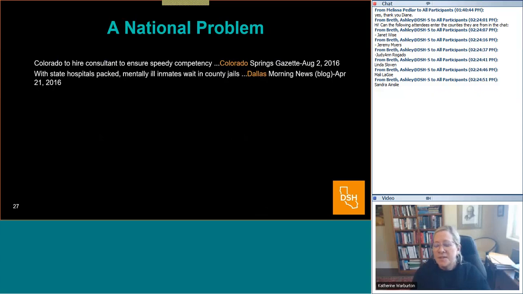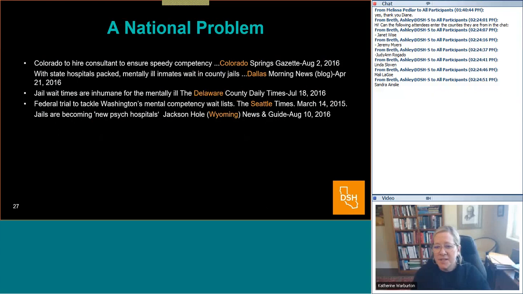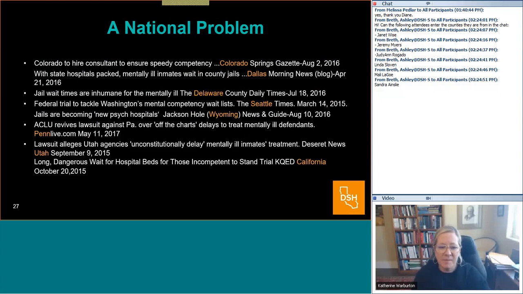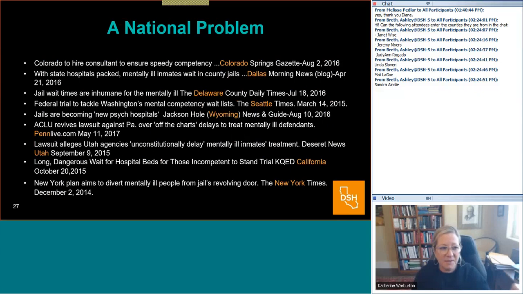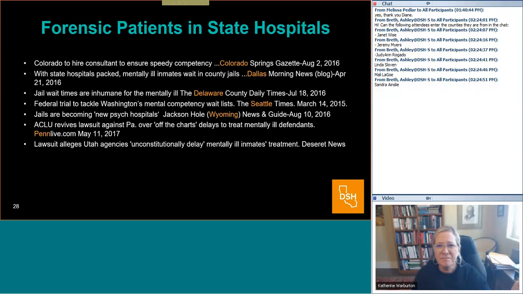So these are just newspaper headlines from around the country that illustrate the same problem that we have here, which is if your referrals for incompetent to stand trial patients are increasing and you can't keep up with the increasing demand, human beings end up backing up into jails, waiting to come into state hospitals, and probably the worst place for someone with serious mental illness is in a jail. And this is just to show you we're not alone here. Next slide, please.